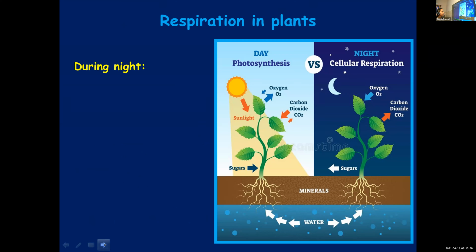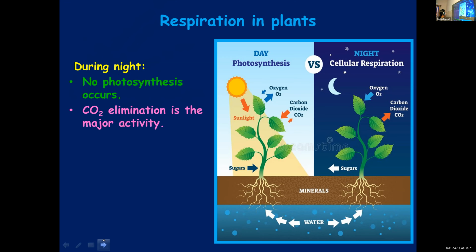Now, let's see what is happening during night time and daytime. This is with respect to plants we are discussing. During the night time, will there be photosynthesis, children? No, ma'am. Why? Because sunlight is not there. Sunlight is a must for carrying out photosynthesis. So during the night time, no photosynthesis. So carbon dioxide elimination is a major activity.